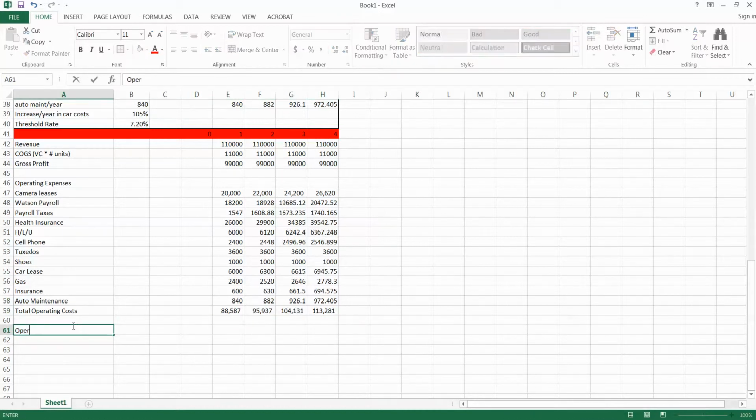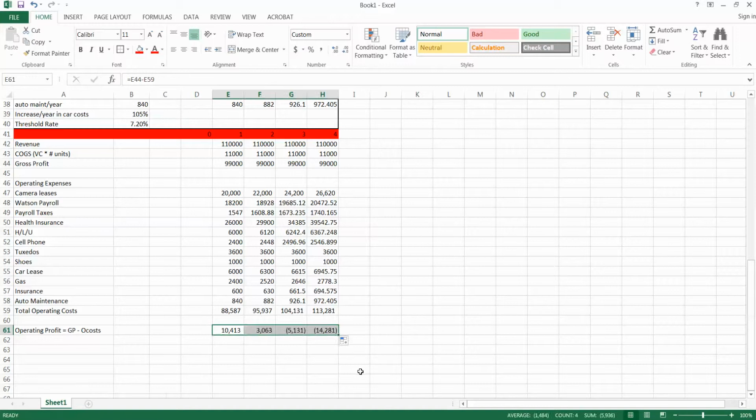So our operating profit equals our GP minus operating costs. So it would equal our gross profit minus our operating costs. And that gives us 10,413, which I believe might match the numbers that we've got. Yep. So let's carry that across and see if it works all the way across. Oh my gosh, we should be celebrating because we are there.